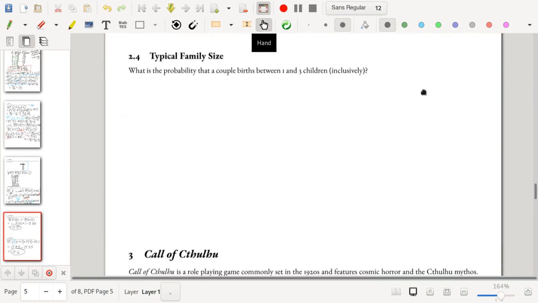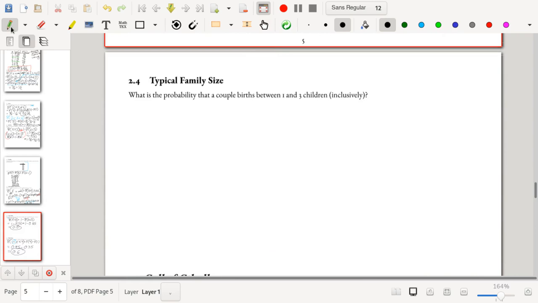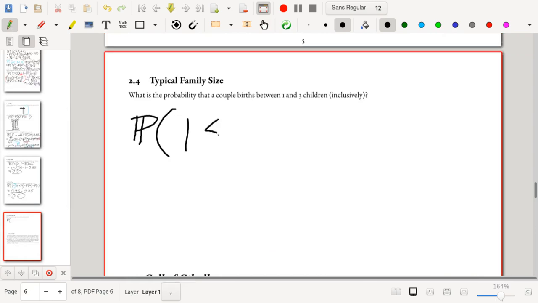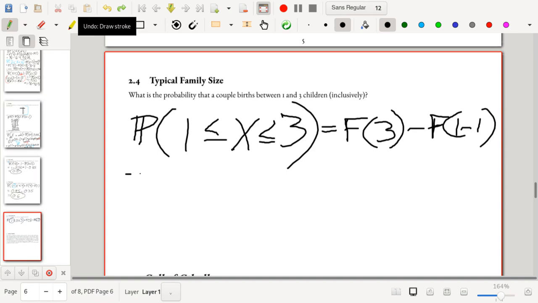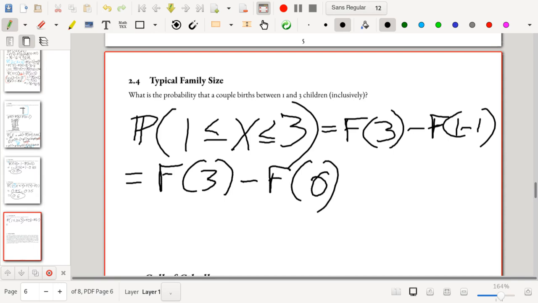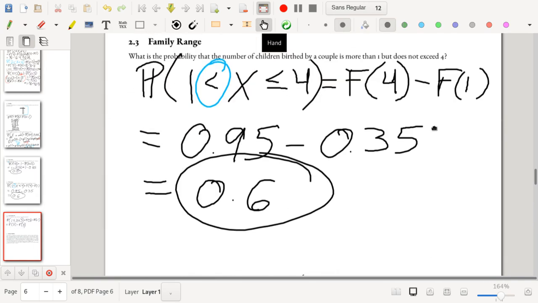Example 2.4, typical family size. What is the probability that a couple births between 1 and 3 children inclusively? So what is the probability that 1 is less than or equal to X, which is less than or equal to 3? For this, we can use the CDF again and say this is the CDF at 3 minus the CDF at 1 minus 1, because we need to include this point, which means we need to go 1 point down, or 1 point to the left of 1. And this is going to be the CDF at 3 minus the CDF at 0. What was the value of the CDF at 3?